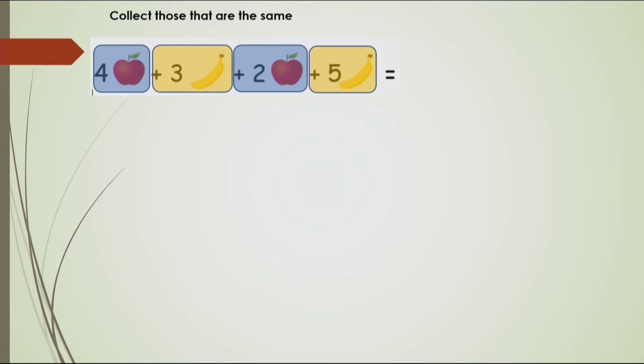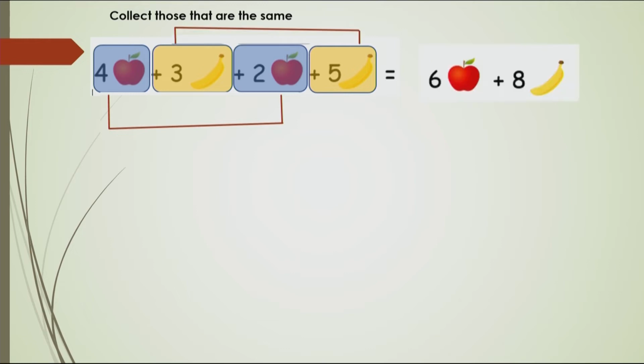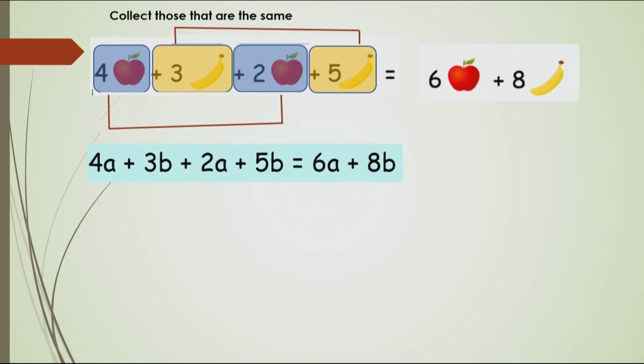Collect those that are the same. Well done. If you've got the answer, you can see that you've got the apples collected together and the bananas collected together. So 6 apples plus 8 bananas. Okay? Can you make an apple become a banana, or a banana merge into an apple? Can't be. So you leave your answer as 6 apples plus 8 bananas. And A has been used for apples, B has been used for bananas. So 6A plus 8B.